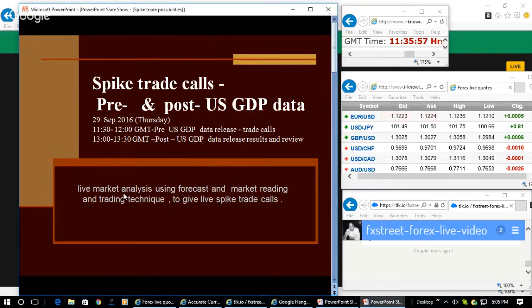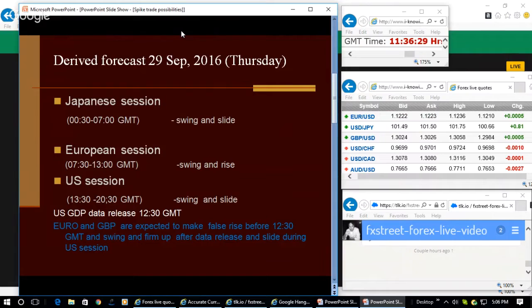Now for that, we take into consideration the forecast. The forecast I give every Monday during my Asian session live market analysis, that I give for all the 5 days of the week. Then we do the market reading with the help of the initial lows and the highs set by the market around 3:30 GMT. Then I'll explain the trading strategy, what you need to take into consideration so that you'll be able to really limit the risk and maximize the profit.